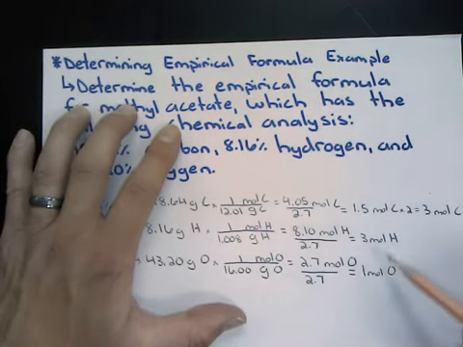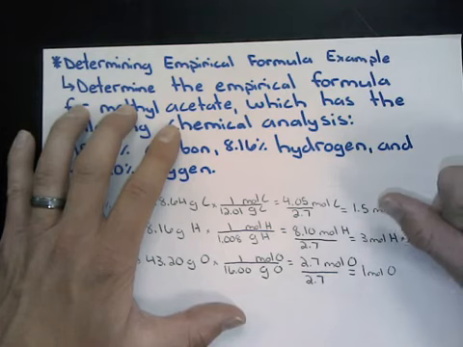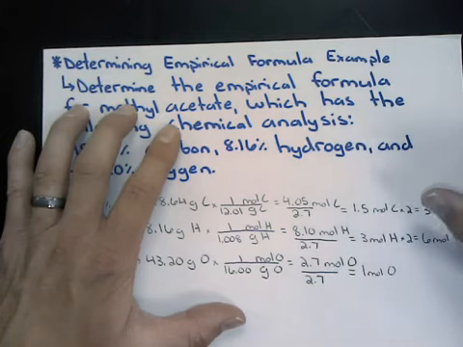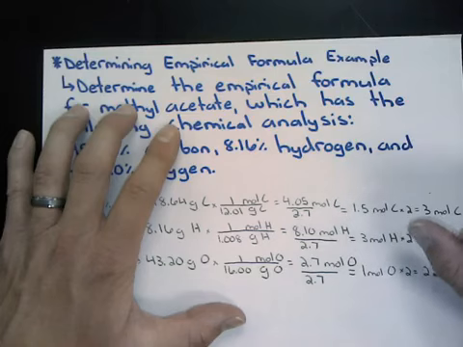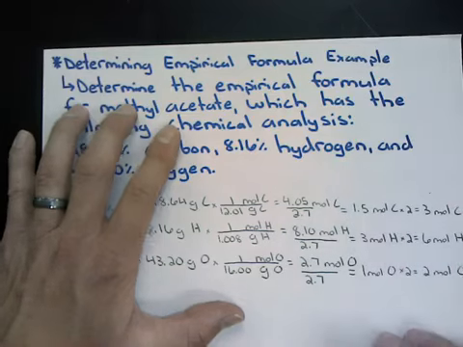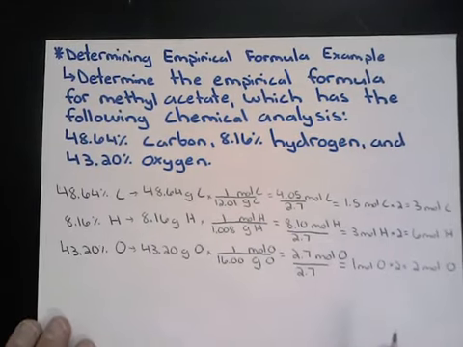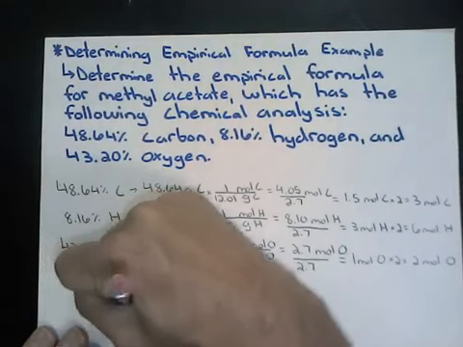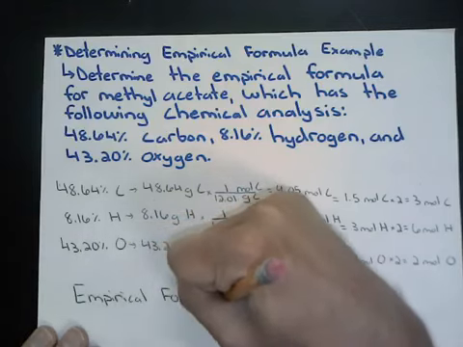But just like in algebra, what you do to one thing here, you have to do to everything else. So since we multiplied carbon by 2, we have to multiply hydrogen by 2. So 3 times 2 gives us 6 moles of H, and 1 times 2 gives us 2 moles of O. All right, so now these final right-hand numbers allow us to write down the empirical formula.